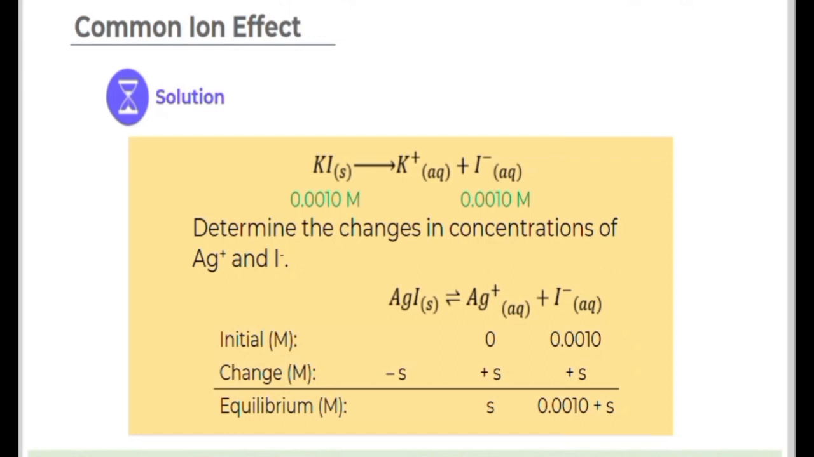Now, let us determine the changes in concentrations of silver and iodide ions. Consider the solubility equilibrium for silver iodide. If we let S be the molar solubility of silver iodide, it means that the concentration of silver ion is also S. Since iodide ion has an initial concentration of 0.0010 molar and S is the amount of this ion coming from silver iodide, its equilibrium concentration becomes 0.0010 molar plus S.